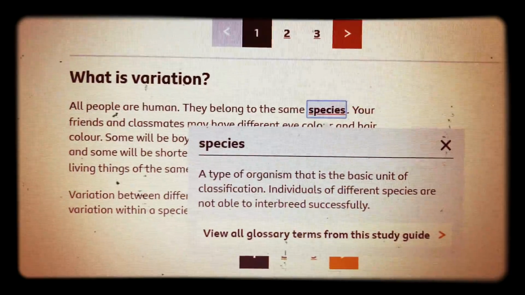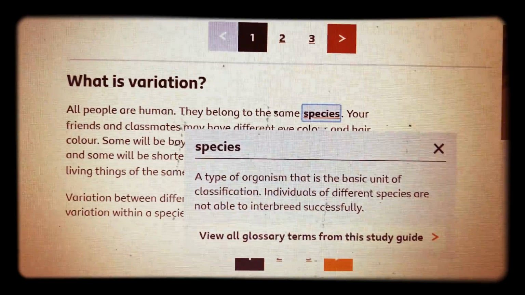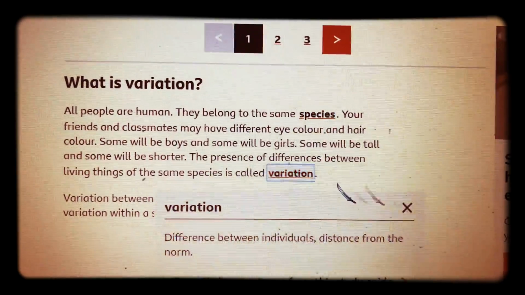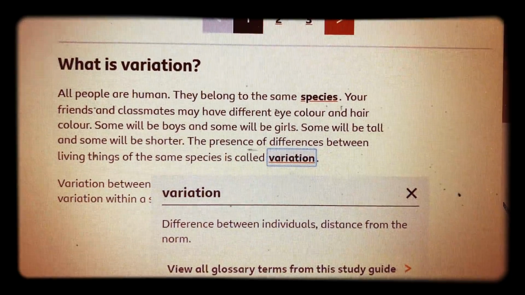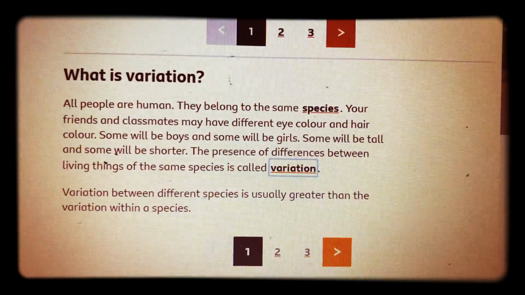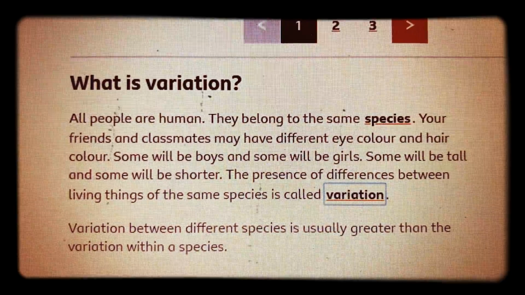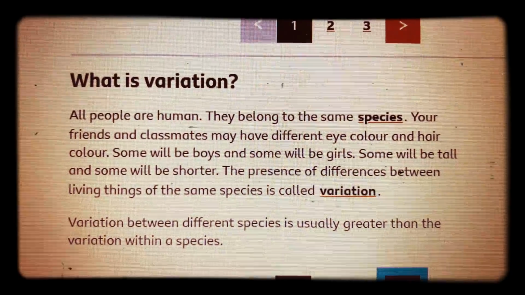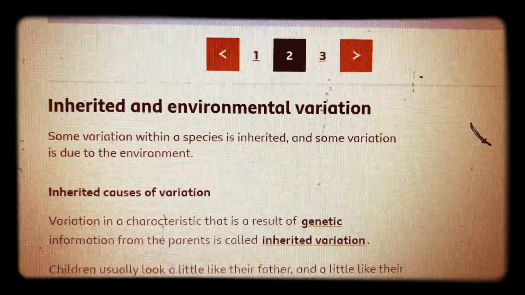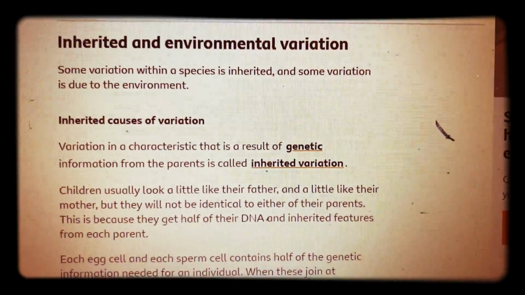Remember, species? A type of organism that is the basic unit of classification. Individuals of different species are not able to interbreed successfully. Variation is the difference between individuals' distance from the norm. Variation between different species is usually greater than the variation within species. Some variation within species is inherited, and some variation is due to the environment.